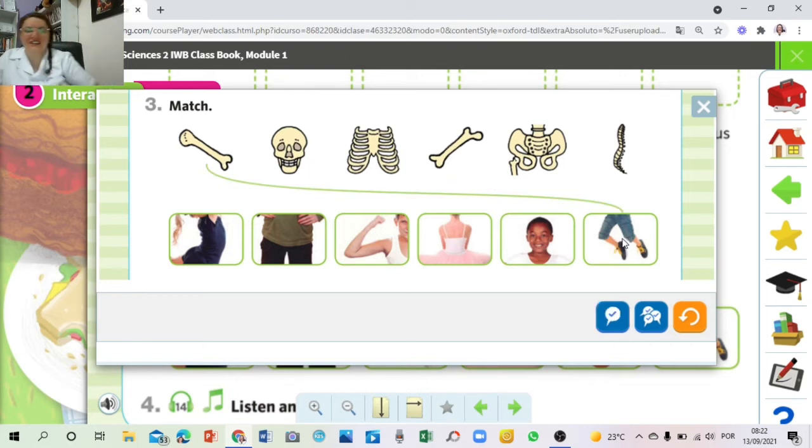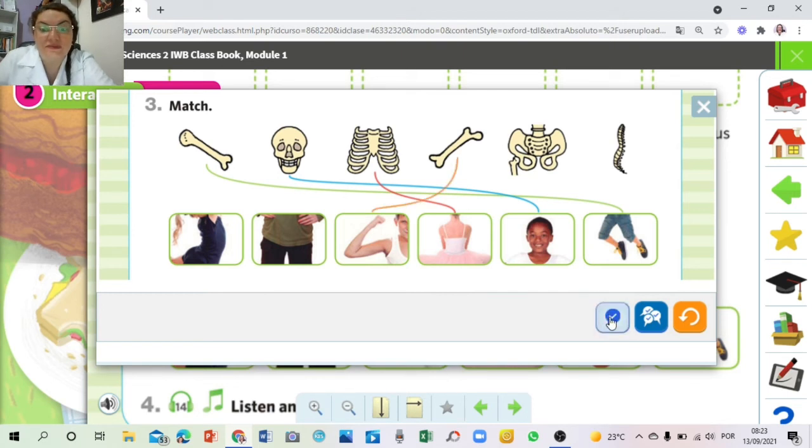Yes, perfect, okay, great, and this, what do you think? Scroll, okay, perfect. Ribs, where's ribs? Yes, perfect, okay, ribs, and humerus, yes.